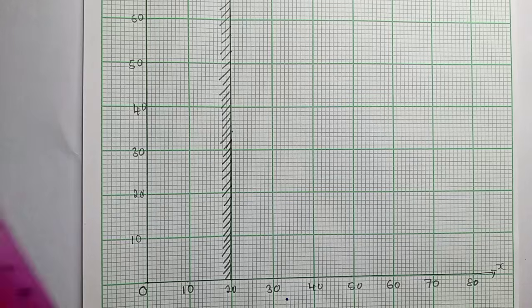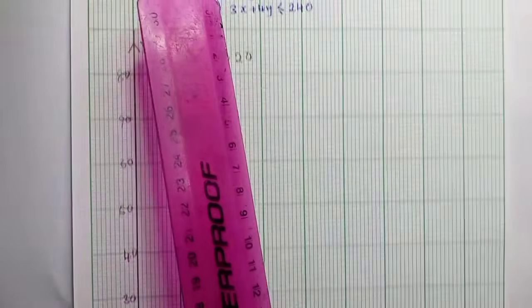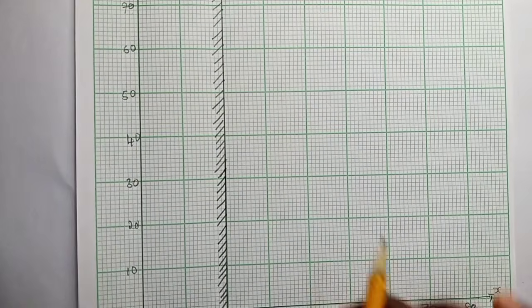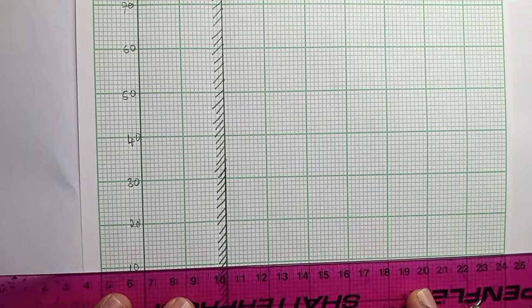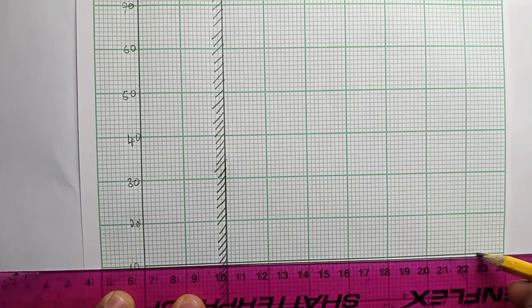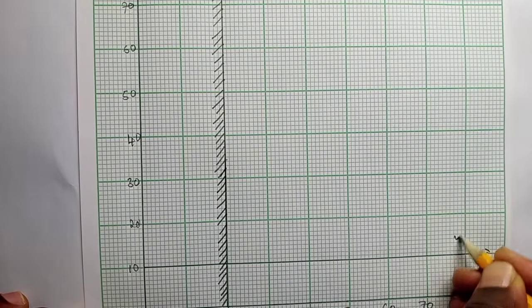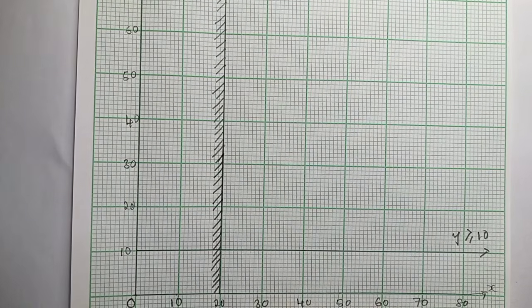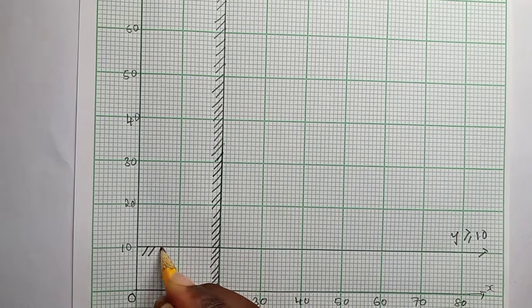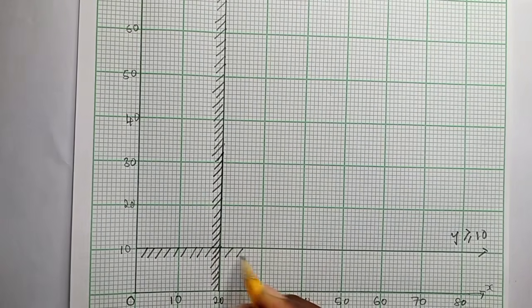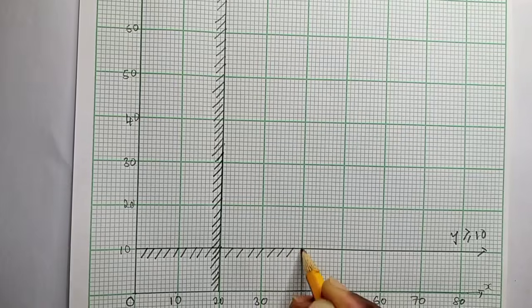So that's one line. Next, we have y is greater or equal to 10. So now we go to the y-axis. It's right here. You make that line and write it: y is greater or equal to 10. We are going to shade the opposite, the less part, because the greater part is up here. So we shade the opposite, which is the less part, and it's down right here.